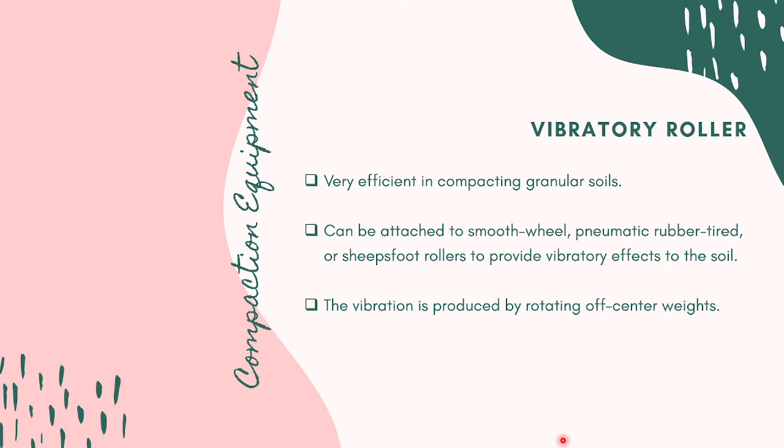Next is the vibratory roller. These are very efficient in compacting granular soils, and the vibration is produced by rotating eccentric weights. Basically, the smooth wheel, the pneumatic rubber tire, or the ship's foot rollers can be attached to the vibratory roller to provide a vibratory effect to the soil.